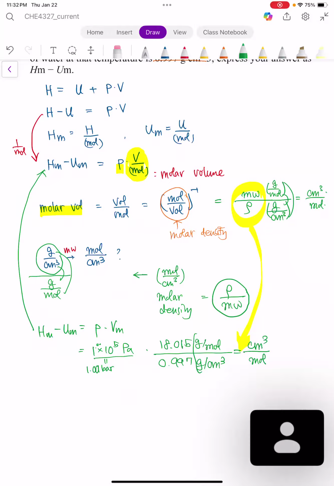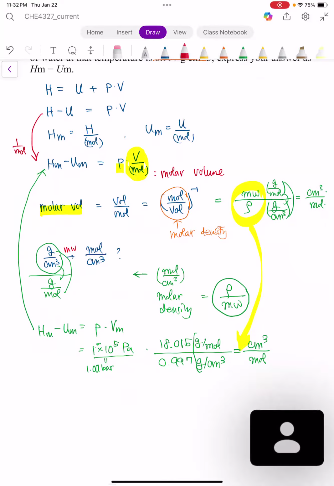But if you now take a look at Pascal, Pascal is Newton per square meter, but you can multiply meter on both numerator and denominator, and Newton times meter is equal to joule. Pascal is basically equal to joule per cubic meter. So we have the meter here, but we have the centimeter here, so we have to convert one to the other. Let me take the centimeter cube and convert it to meter cube.